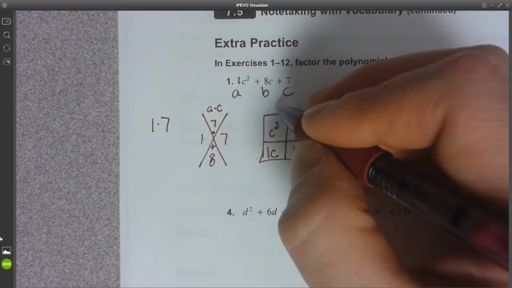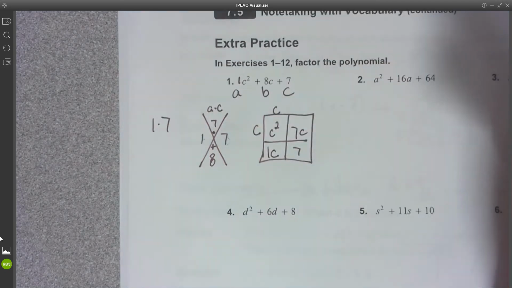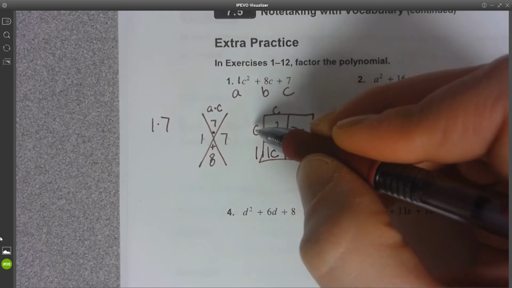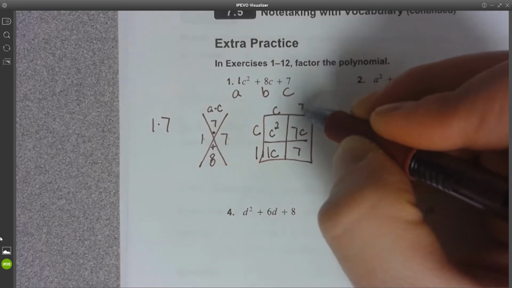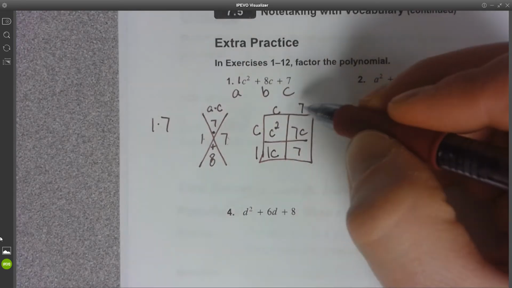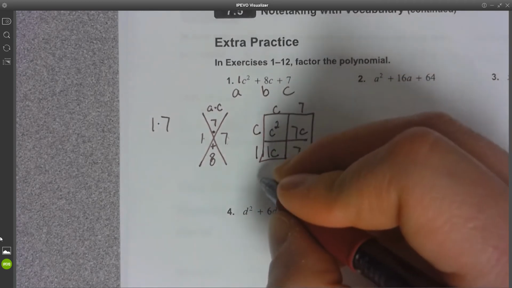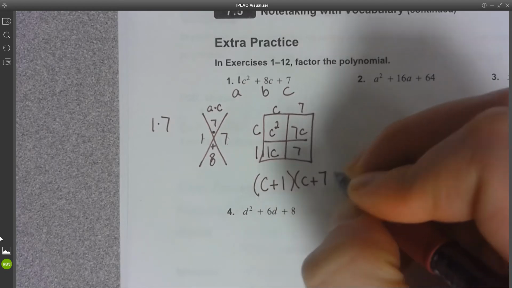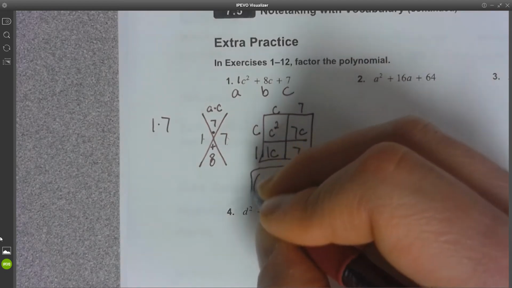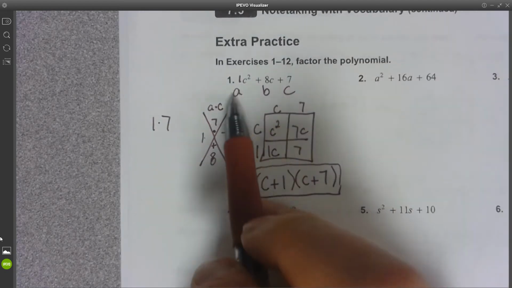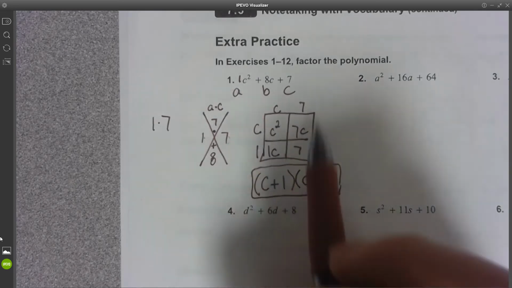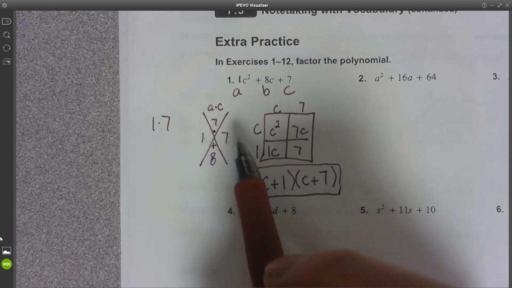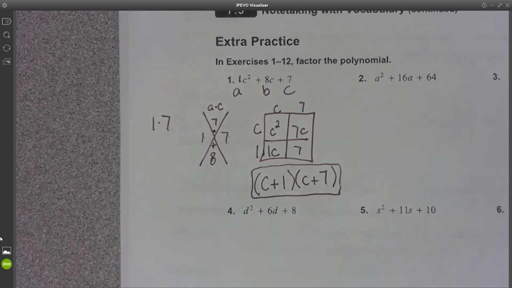So to make c to the second, I would need c times c. C times 1 would make 1c. C times 7 would make 7c. And here's my two factors, c plus 1 and c plus 7. Now I'm factored. So anytime a is 1, we don't really need to use the box to go from our x to our factored form. I've figured out my two factors already.